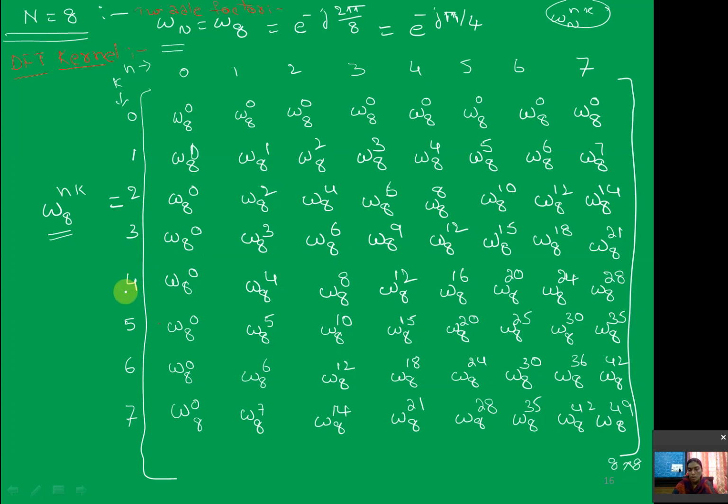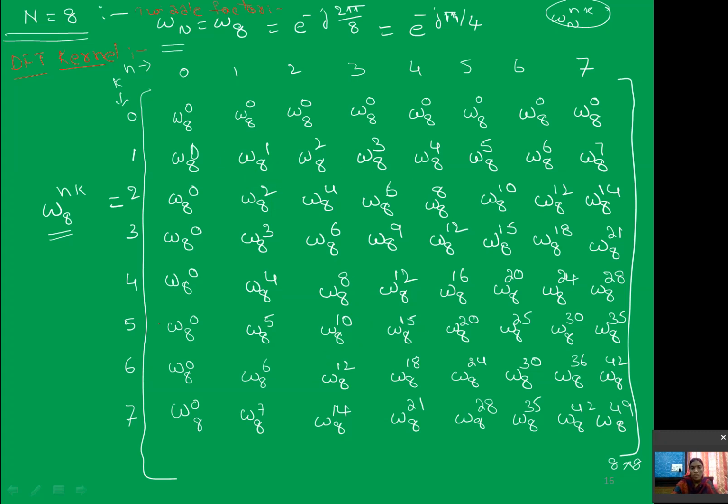Next, the multiplier 4: 0, 4, 8, 12 and so on up to 28. Next, coming to the multiplier 5, that means 0, 5, 10, 15 and so on up to 35. Multiplier 6: 0, 6, 12, 18 and so on up to 42. Next, multiplier 7: 0, 7, 14 and so on up to 49. First we finish all these values here. Later, we will see how to find all the twiddle factor values based on these 4 elements.